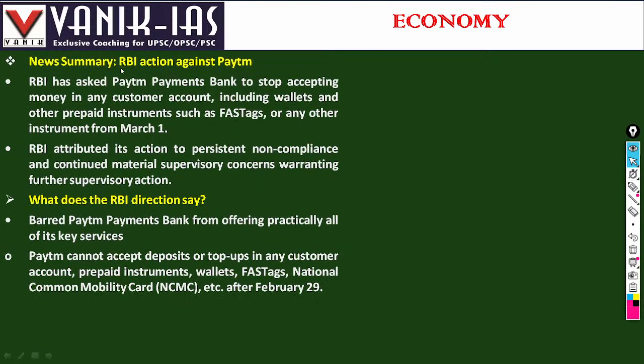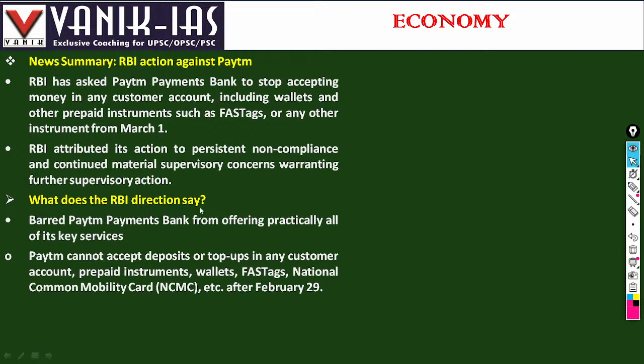Then, what is the RBI action against this? So why has RBI taken action against the payments bank? RBI has asked Paytm Payments Bank to stop accepting money in any customer account, including wallets and other prepaid instruments such as FASTag or any other instrument, from March 1st. RBI attributed this action to persistent non-compliance and continued material supervisory concerns, warning of further supervisory action.